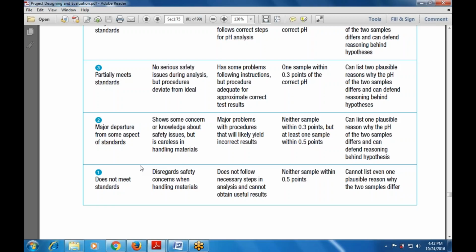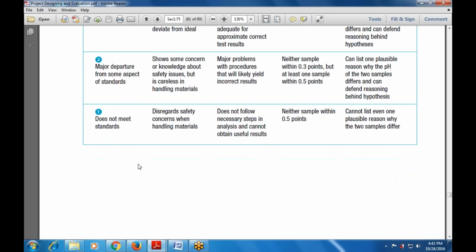Then, neither sample within 0.3 points, but at least one sample within 0.5 points, that is available, that can list one possible solution why the pH of the two samples is different, and also different reasoning behind the hypothesis. That is the main criteria for this one, why we are using the standard criteria. So this partially meets the major departure that does not meet the standard.